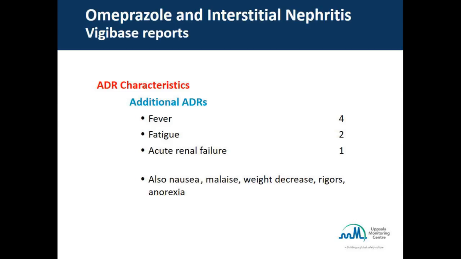We also looked at the adverse reaction characteristics. So we've looked at the patients, we've looked at the drug, and there were some additional adverse reactions like fever and fatigue and acute renal failure, nausea, malaise, weight decrease, rigors, and anorexia. Some of those suggest renal failure, some of those suggest there might be an immune reaction going on.